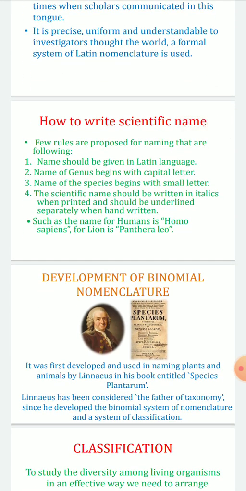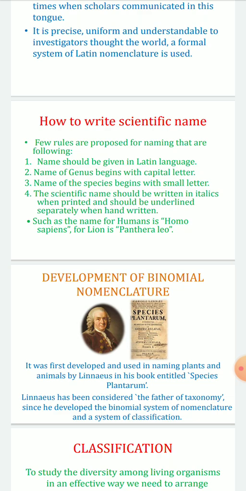Now, how do we write a scientific name? A few rules are proposed for naming. The name should be given in Latin. The name of the genus should begin with a capital letter. The name of the species should begin with a small letter. And the scientific name should be written in italics when printed and underlined separately when handwritten. For example, humans are Homo sapiens, and the lion is Panthera leo.